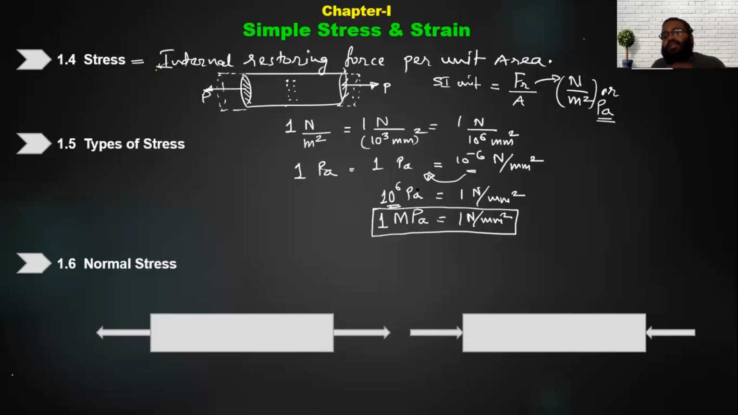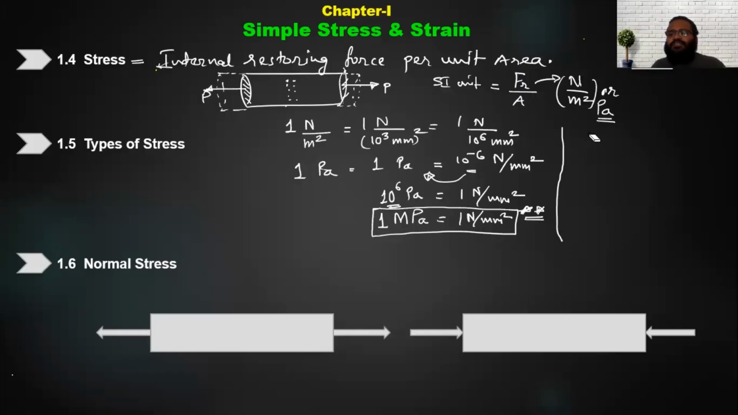So when you are working in Newton and millimeter, the stress unit you're going to get is 1 MPa, not Pascal or Newton per meter square. Understanding it? This is very, very important to understand, so you should keep it in mind. Now let us quickly figure out what are the other prefixes we can use.